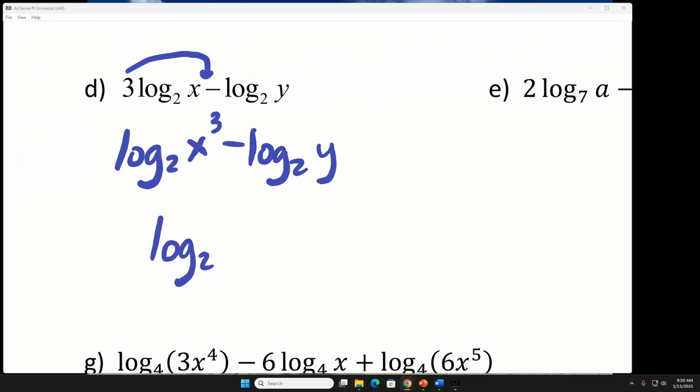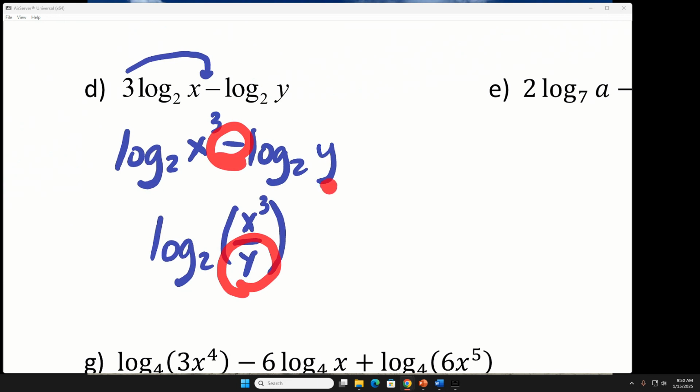Okay. And then I want to write this as one logarithm. So we have a 1 log base 2. And then because these are separated by subtraction, I'm going to bring them together using division. And whichever logarithm has a negative in the front, that argument goes in the denominator.